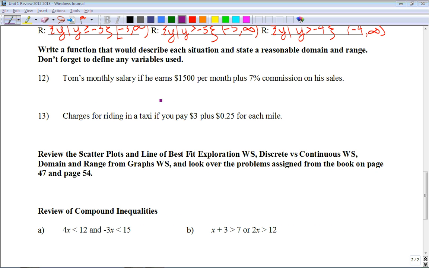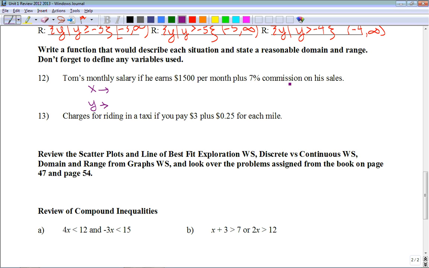Okay, so for this part we're going to define our variables that we're using, we're going to give a function, and then describe a reasonable domain and range. So I'm just going to use x and y. Why not? So I have x will be one thing and y will be the other.